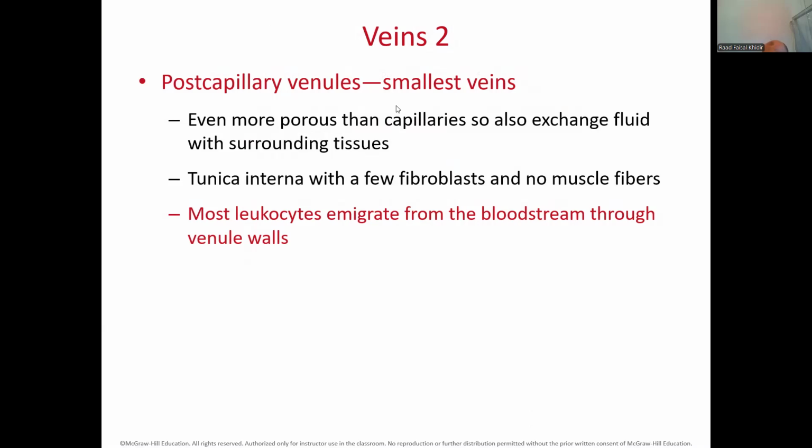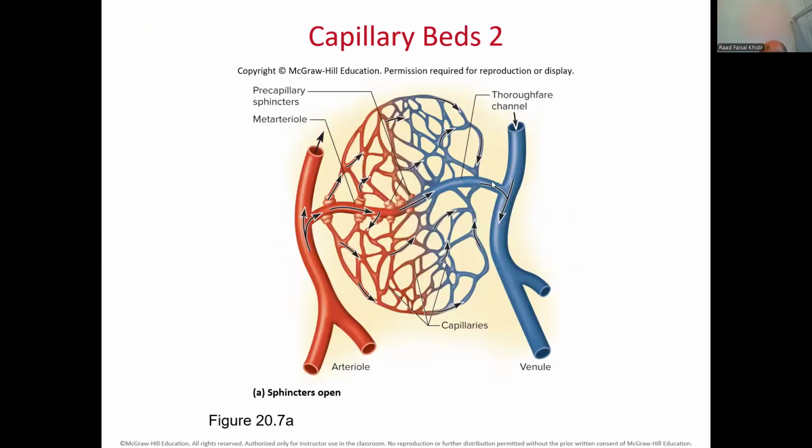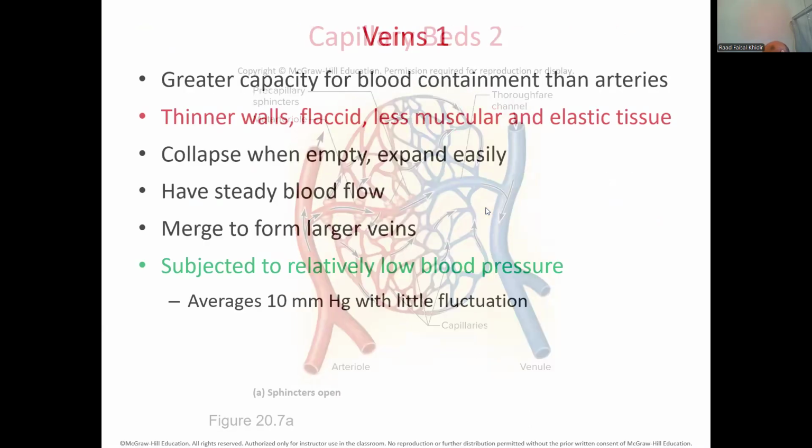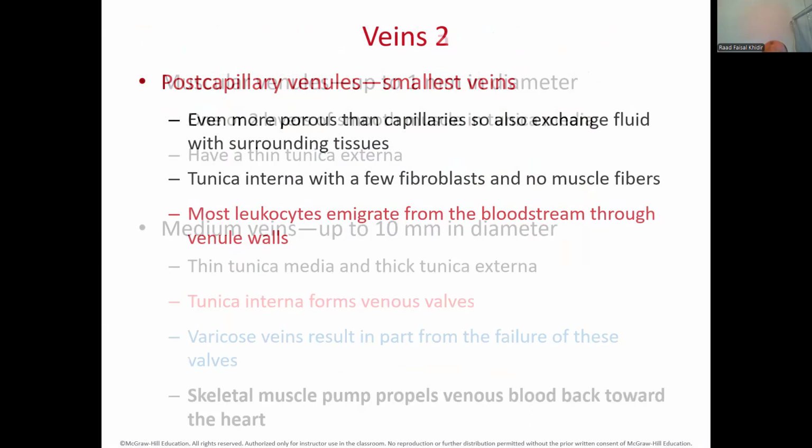Postcapillary venules, these are the veins that are right at the end of the capillary. These are the postcapillary venules that are receiving blood immediately after the capillary. So most leukocytes immigrate from the bloodstream through the venule walls.